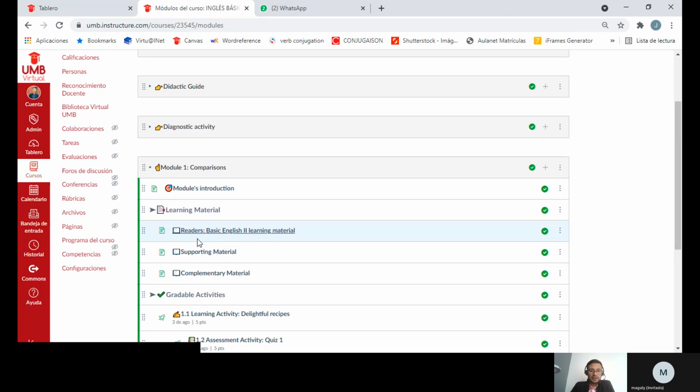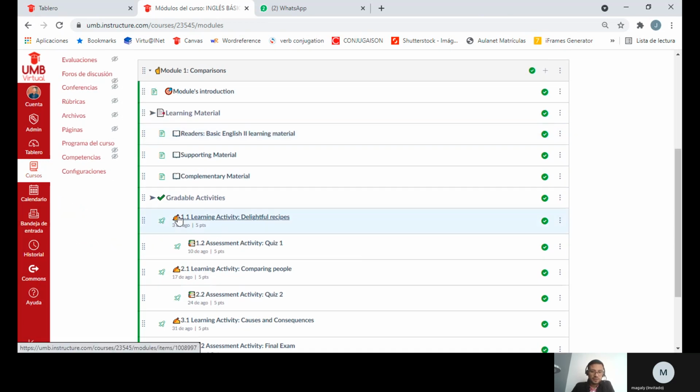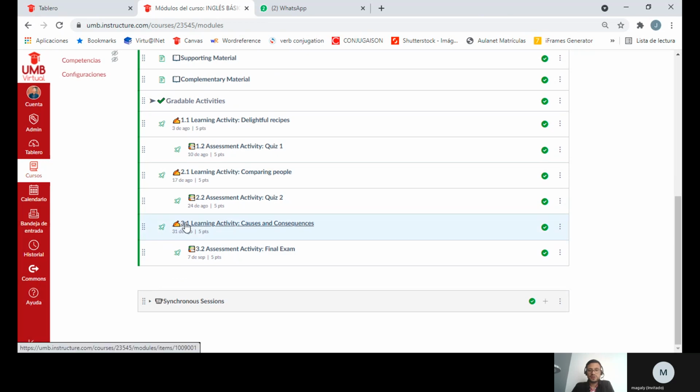No se olviden de leer, reading all the readers. Reader 1 helps you with 1.1 and 1.2. Reader 2 helps you to develop 2.1 and 2.2. And the reader 3 helps you to develop 3.1 and 3.2.